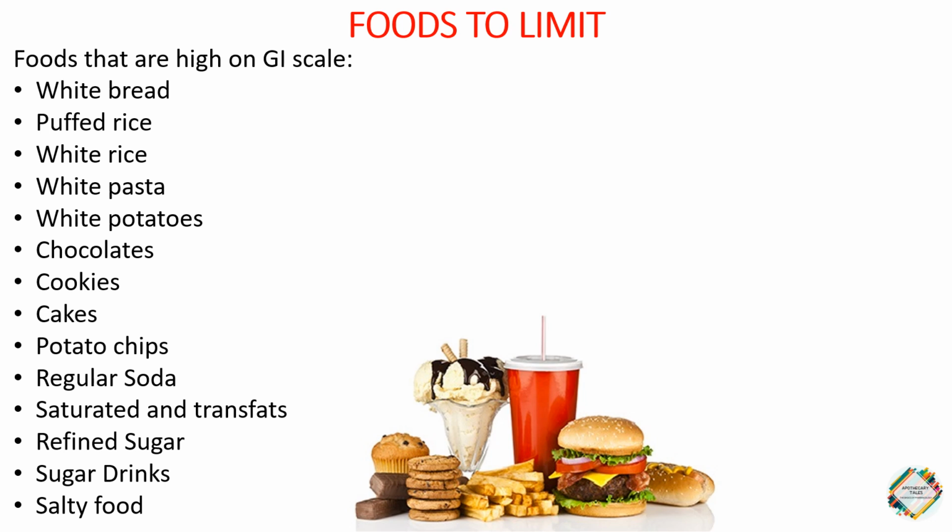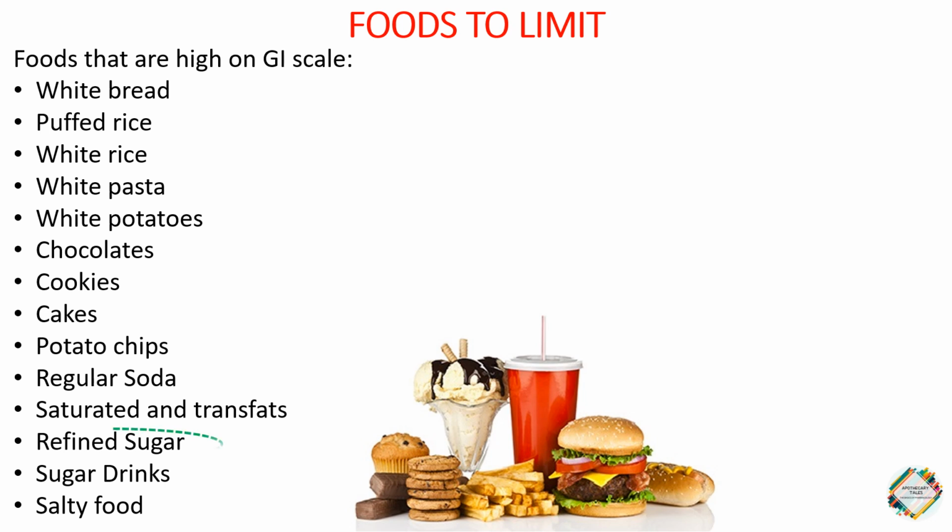trans fats, refined sugar, sugar drinks, and salty food. When you talk about saturated and trans fat, it is important to understand that diabetic patients are highly prone to developing cardiovascular problems. So foods containing saturated or trans fat will contribute to this kind of cardiovascular risk, and not only that, they will increase insulin resistance.